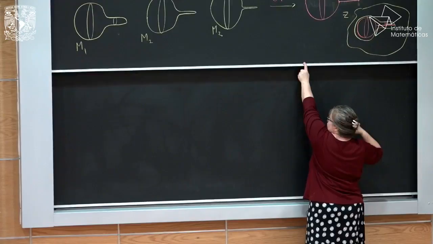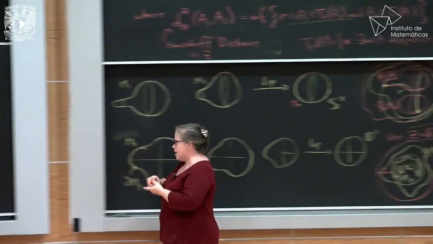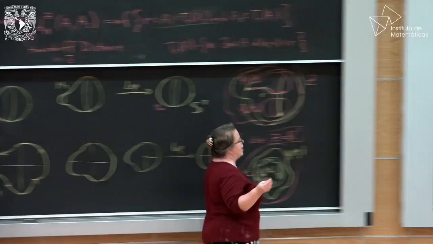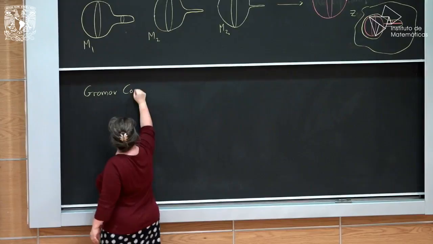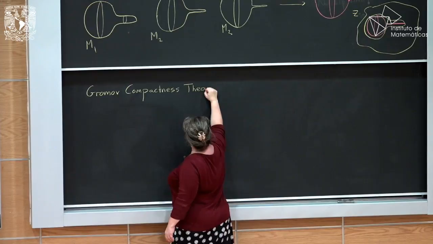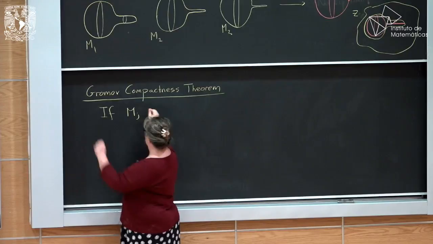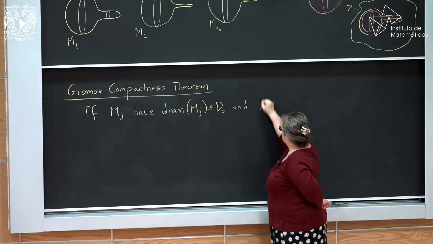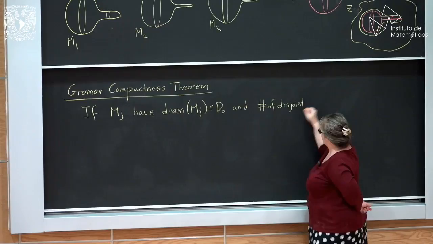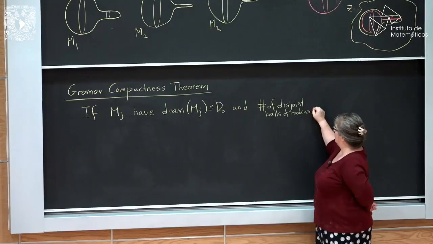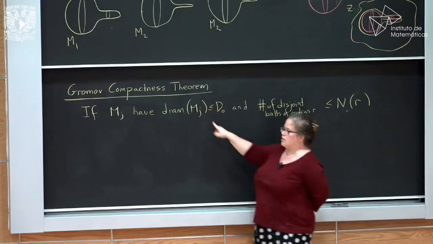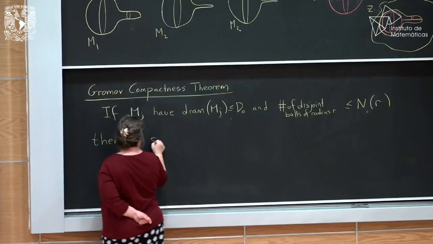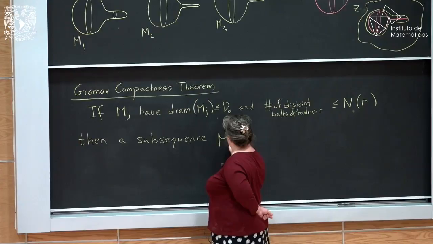And Gromov-Hausdorff convergence works very well for sequences that have the following conditions. So Gromov's compactness: if your M_j have a uniform upper bound on diameter, and the number of disjoint balls of radius r is less than or equal to a uniform N_r. This does not depend on j. Then a subsequence M_jk has the Gromov-Hausdorff limit M infinity, and this is a metric space.